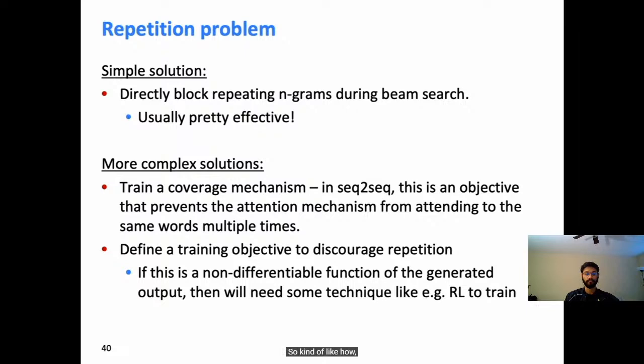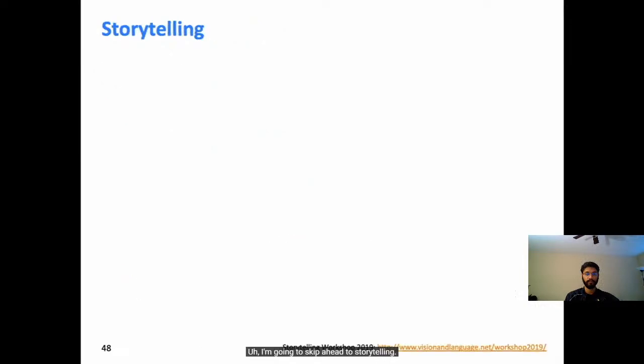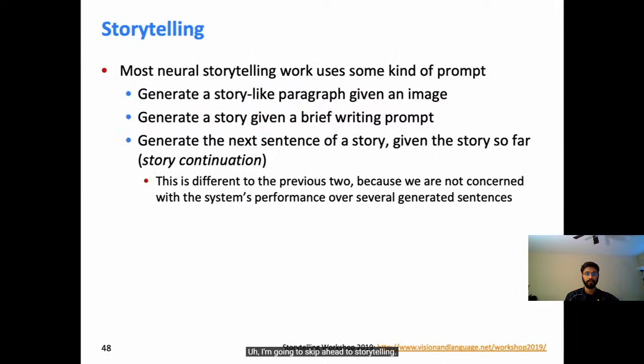So kind of like how the Paulus et al. paper was optimizing for ROUGE, maybe we optimize for not repeating, which is a discrete function of the input. I'm going to skip ahead to storytelling.